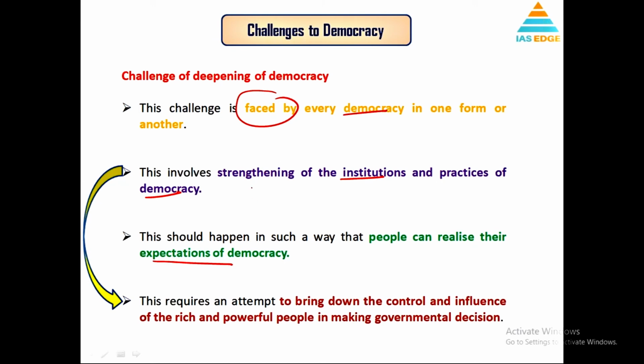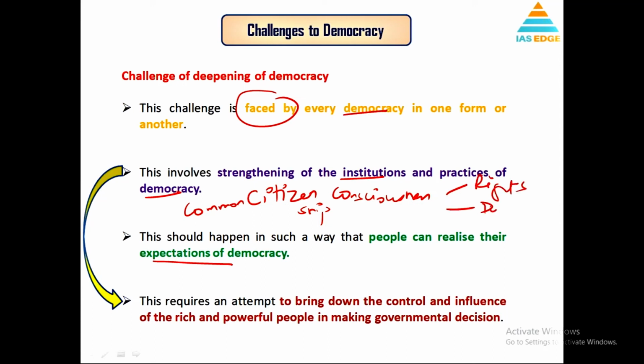So every country faces these problems. So we have to focus on institutions, we have to focus on practices, we have to understand what democracy is. You are a citizen of this country. We want to develop citizen consciousness, a common citizenship consciousness of what? Our rights, our duties, our practices.